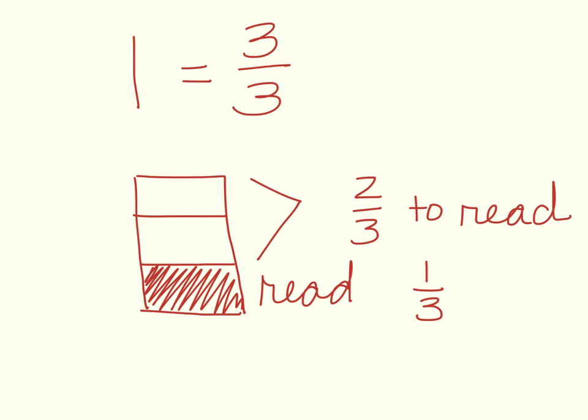Well, again, we don't always just draw pictures for fractions. What we want to do is do it mathematically. So if I say 3/3 minus the 1/3 that I read, when I subtract fractions with common denominators, the denominator stays the same, and I subtract numerators. 3 minus 1 equals 2. So here you see the picture version of it, here you see the math version of it, and that is basically our lesson today.